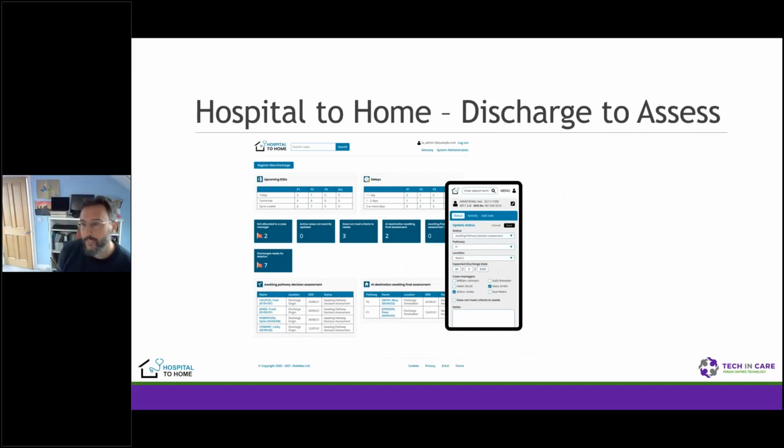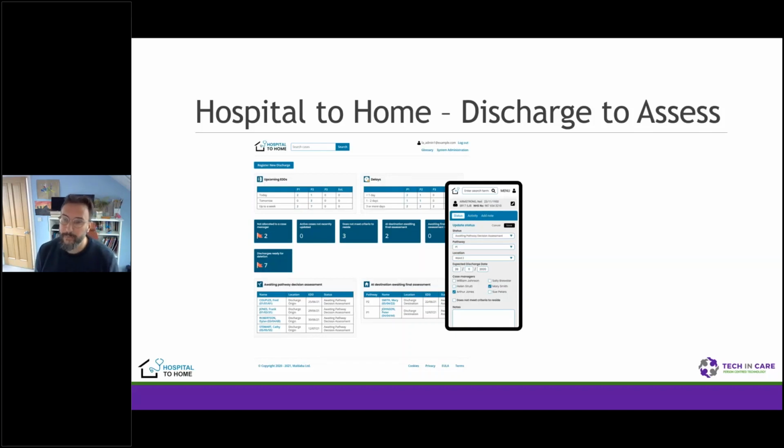Hospital to home is a system agnostic cloud service that provides a single version of the truth for local authorities and NHS trusts and all other delivery partners to access anytime securely in real time. So the users are all of the agencies that I was talking about before, plus more. The exact configuration will depend on the locality where we're setting it up.